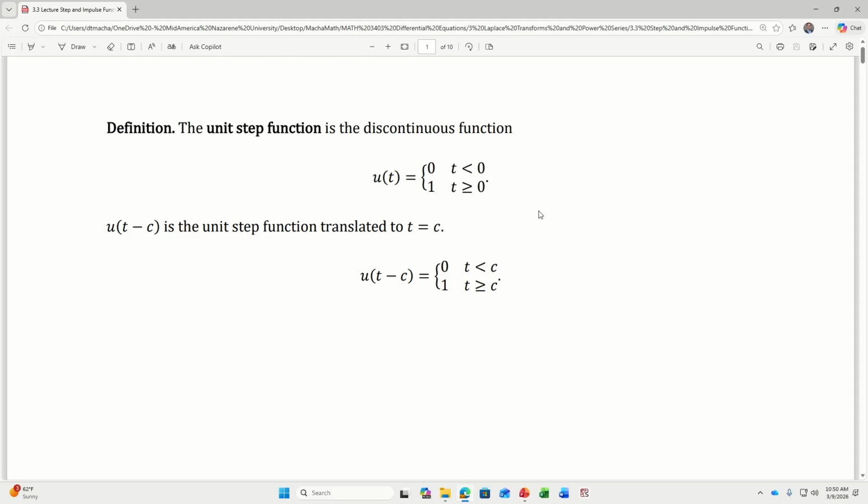The unit step function is the discontinuous function that looks like this. It's constant 0 for every value of time less than 0, and it's a constant 1 for every value of time greater than or equal to 0. So 0 is the place where it makes a unit step.